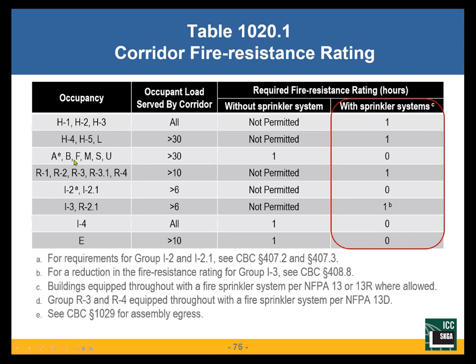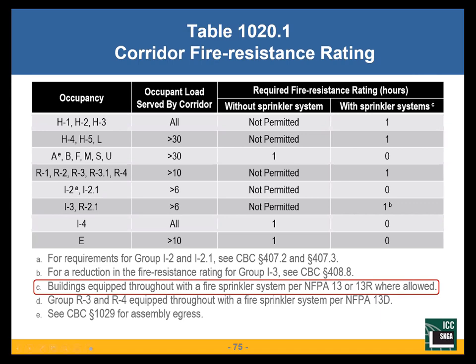For my B, same thing, F, M, S. I don't know if we even do corridors in a U occupancy, but many times when I put the sprinklers in, I eliminate the need for a rated corridor. This says buildings equipped with NFPA 13 or 13R, where allowed. What where allowed means is I can't use a 13R sprinkler system in my M occupancy, but I can use it in my R2 or my R1.